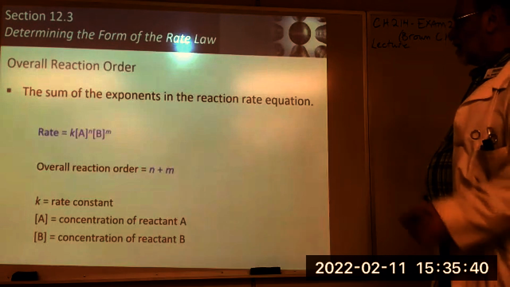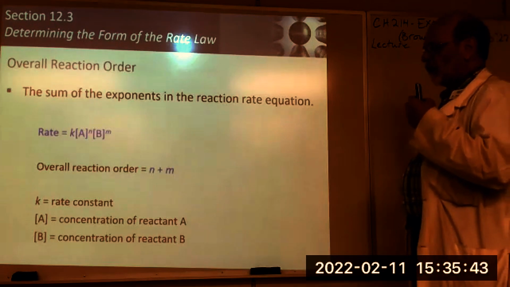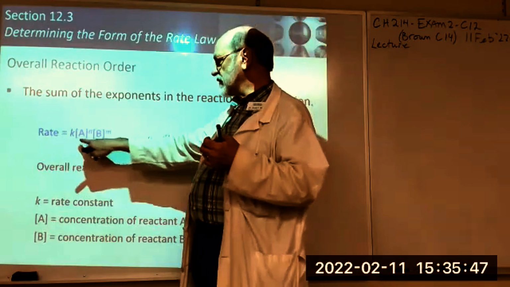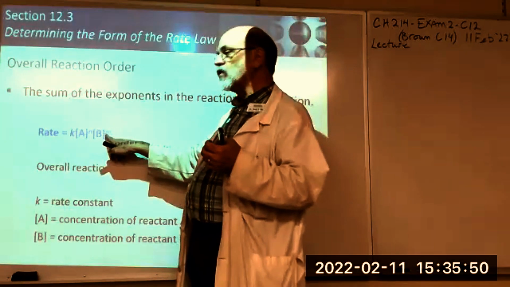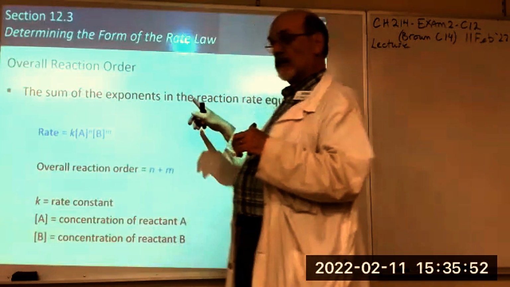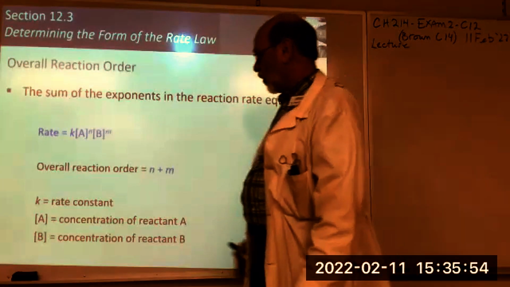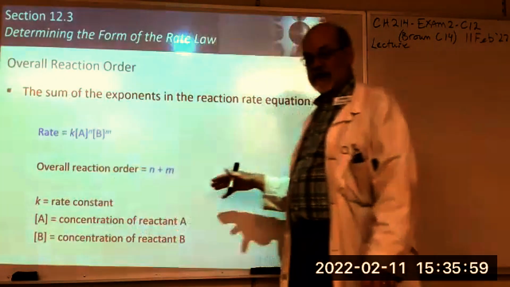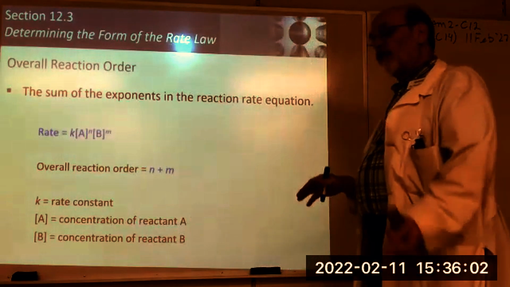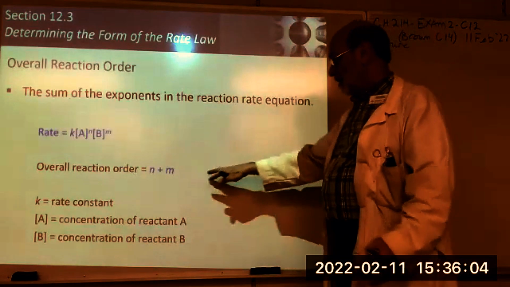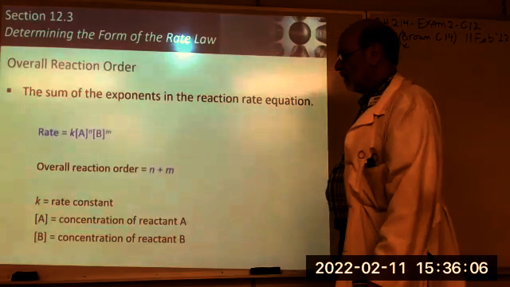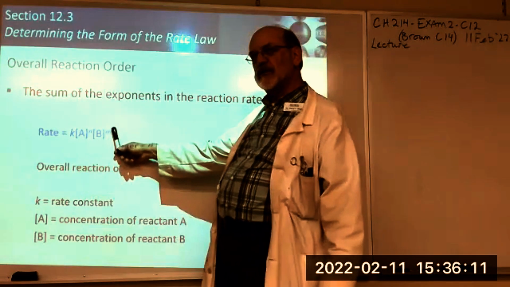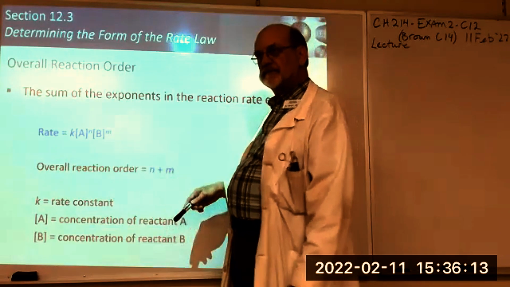Okay. So, like I mentioned before, you can have more than one reactant in your rate law. This one has 2 reactants, and each one has its own individual order. So the order with respect to A is N, and the order with respect to B is M. The overall order is just N plus M. So if this order was 1 and this one was 2, then the overall would be 3.